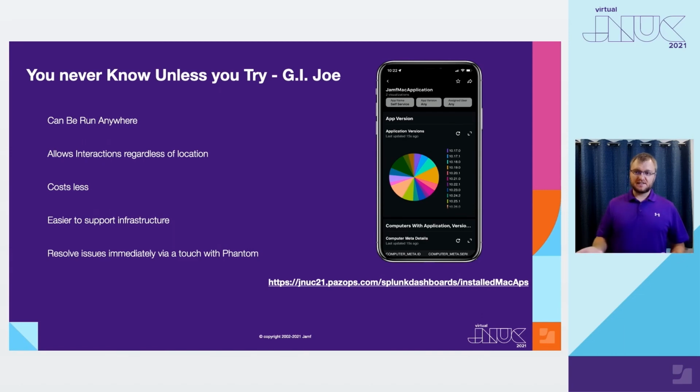It costs less because you're running it on a mobile device. And you can resolve the issues immediately instead of going, okay, I got your message, but I need to get back to my computer to resolve it. It reduces that time to resolving an issue.